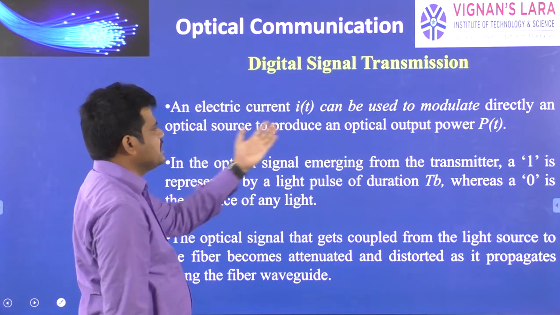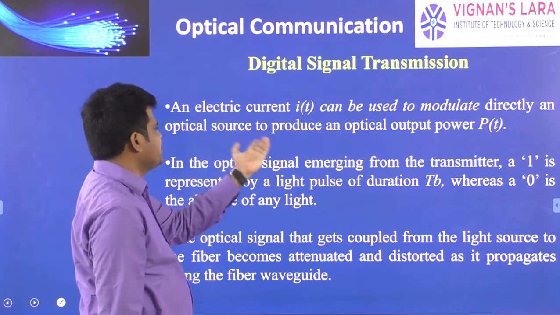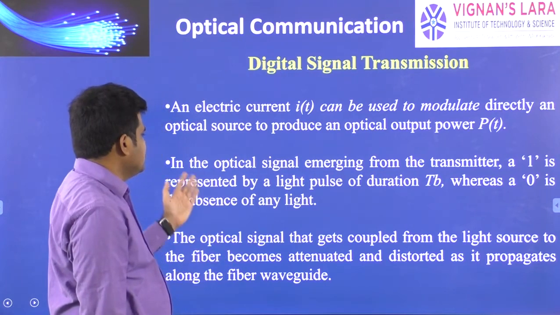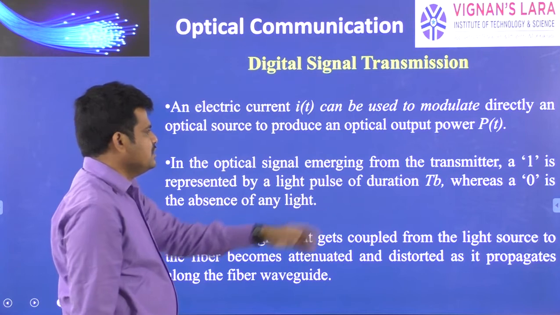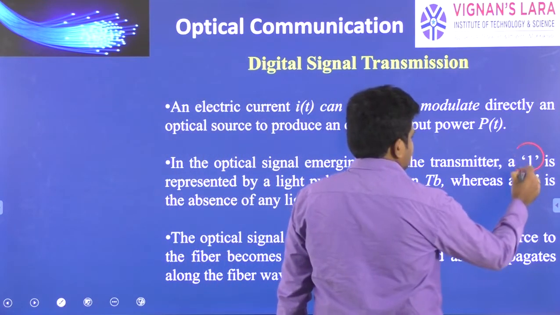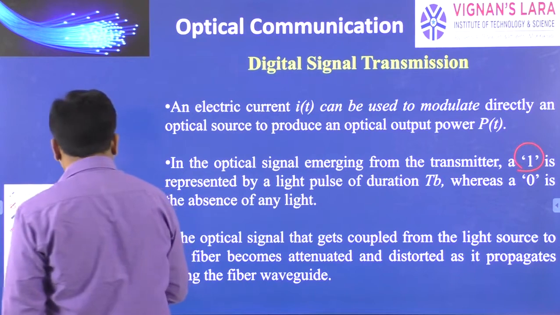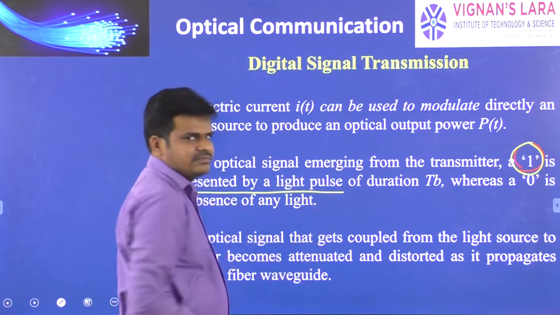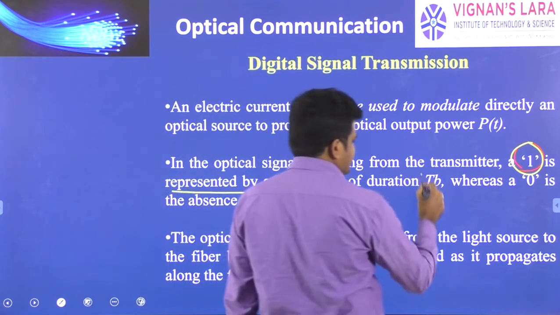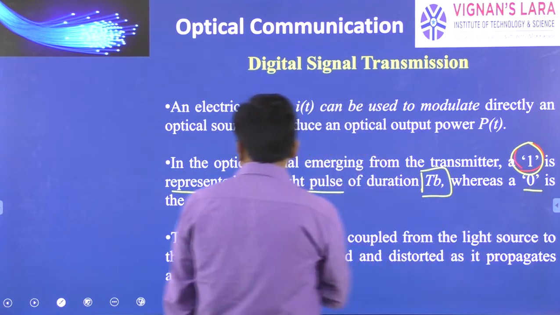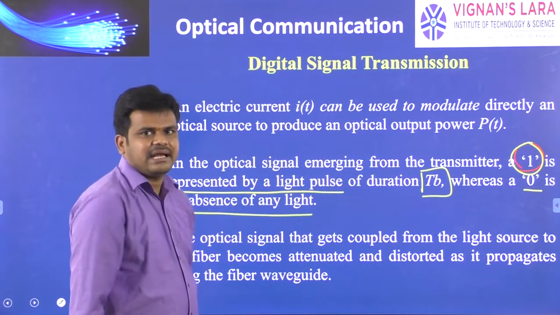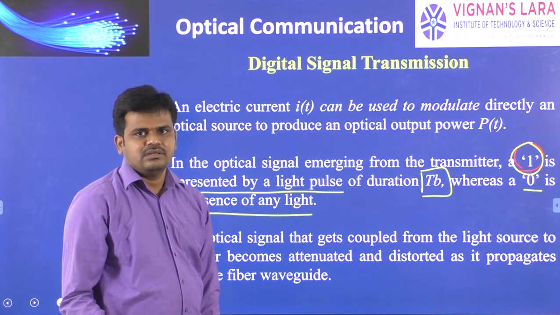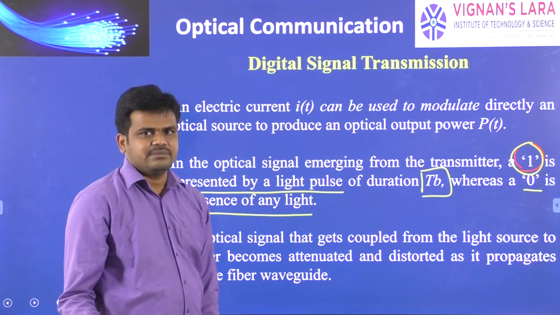An electric current I of t can be used to directly modulate an optical source to produce an optical power Pt. In the optical signal emerging from the transmitter, logic 1 is represented by a light pulse with some duration, say Tb, whereas logic 0 is the absence of light. When logic 0 arrives, no light will be transmitted along the optical fiber cable.